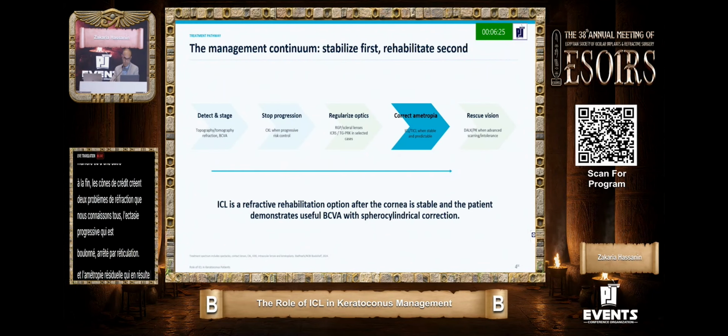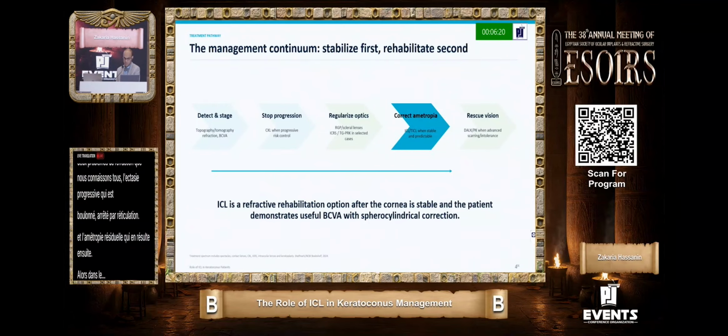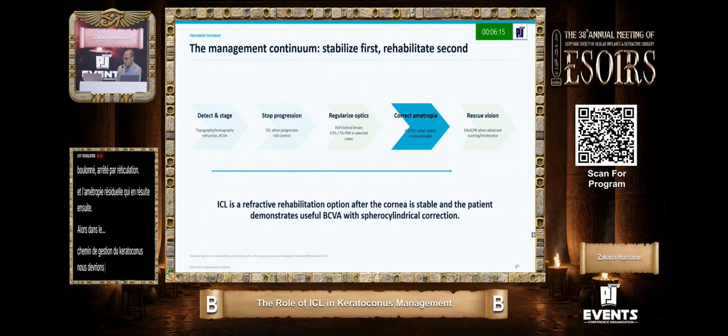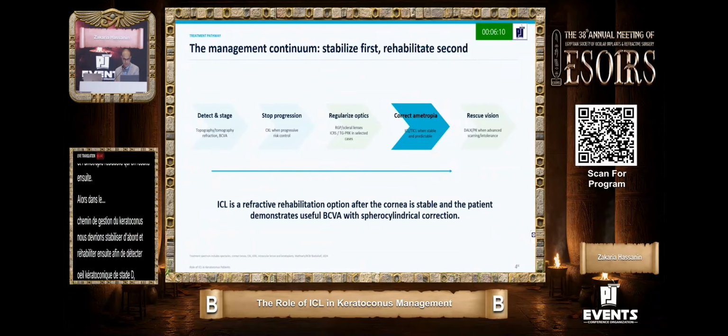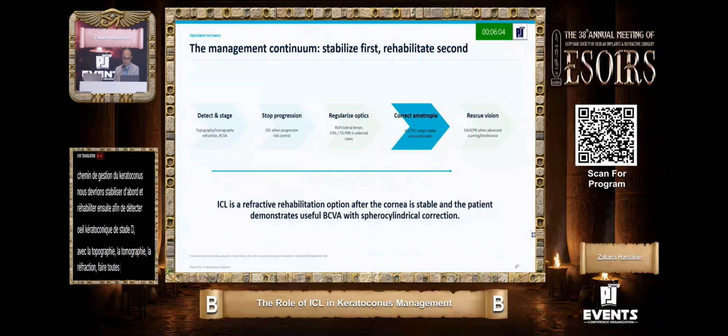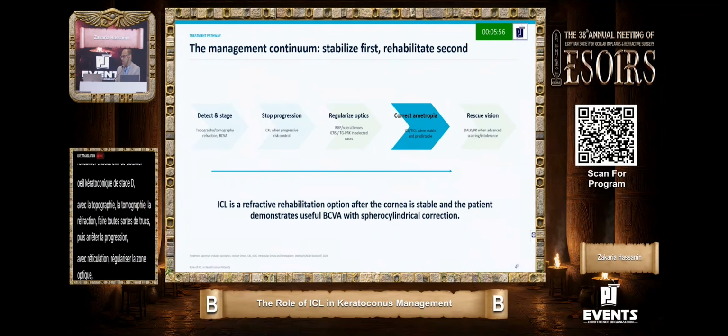So in the management pathway of keratoconus, we should stabilize first and rehabilitate second. So detect, stage the keratoconic eye with the topography, tomography, refraction, do all kinds of stuff, and then stop the progression with cross-linking. Regularize the optical zone using ICR or topo-guided PRK in selected cases, and then correct ametropia. So this is the stage where phakic IOLs fit in.